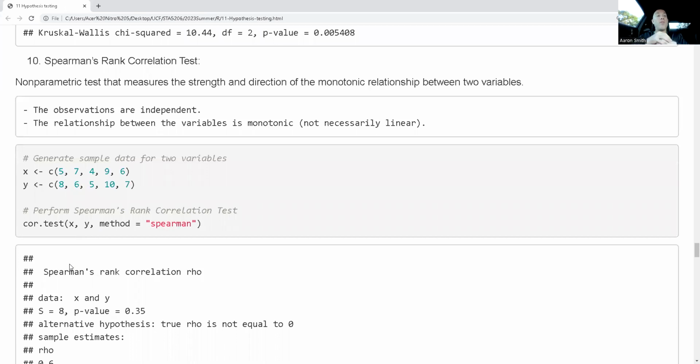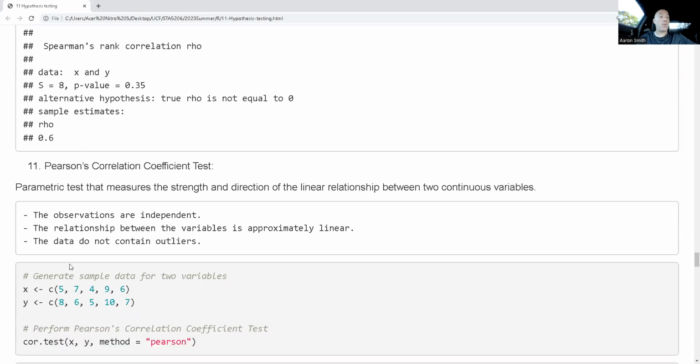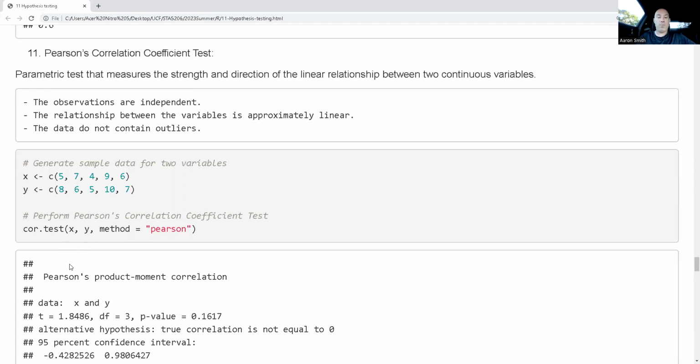Spearman's rank correlation test. This is a non-parametric test that measures the strength and direction of the monotonic relationship between two variables. So this is a correlation test. Spearman's correlation is a little bit more flexible than Pearson's. Pearson is straight line. Spearman's is monotonic relationship. Pearson's correlation coefficient measures the strength and direction of the linear relationship between two continuous variables. So when I say linear, it's a straight line relationship.